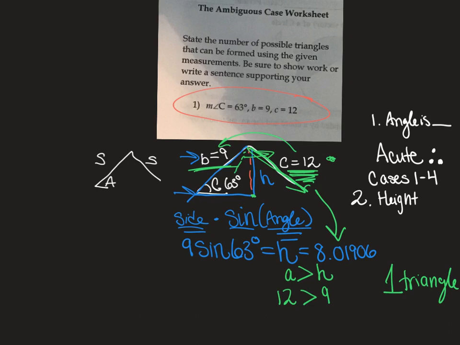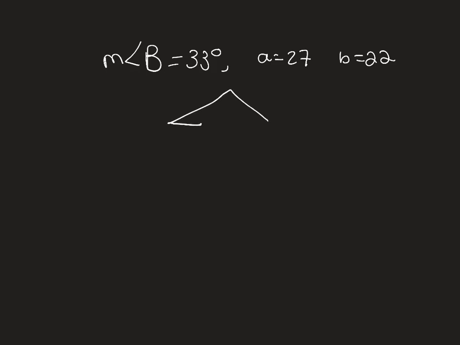So let's try another one. Let's try number 2 on page 69. It tells me that the measure of angle B equals 33 degrees, A equals 27, and side B equals 22. So again, always side, side, angle. This angle in here, which we're going to call B, is going to be 33 degrees. So question 1: the angle is blank. This angle is acute, so that means we're down to cases 1 through 4.